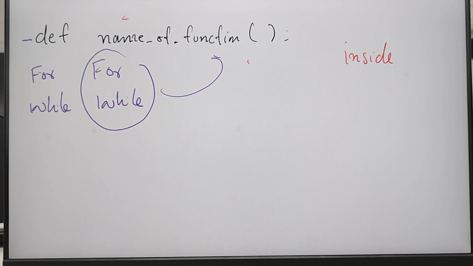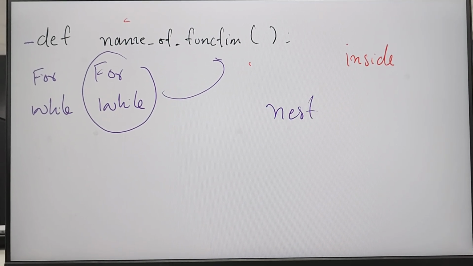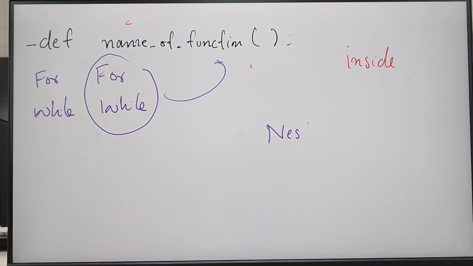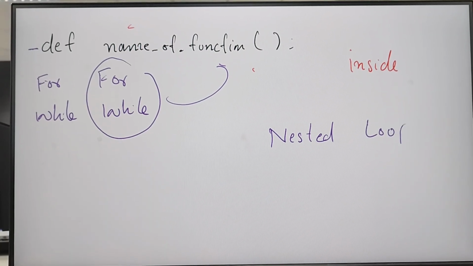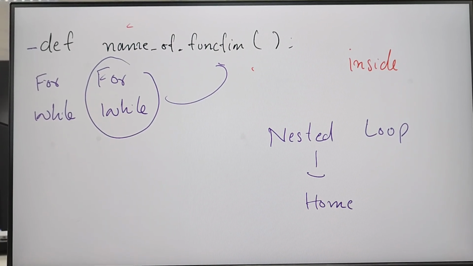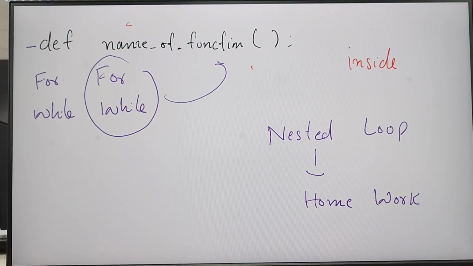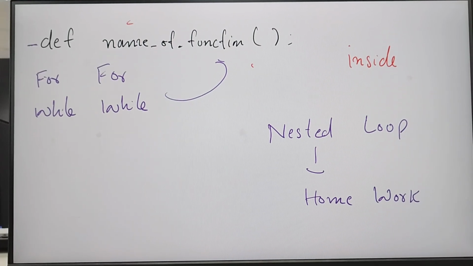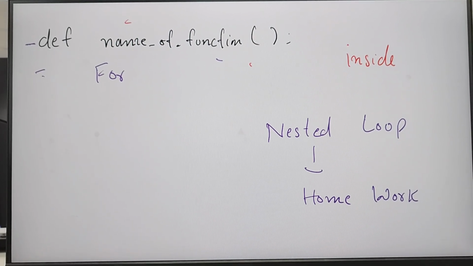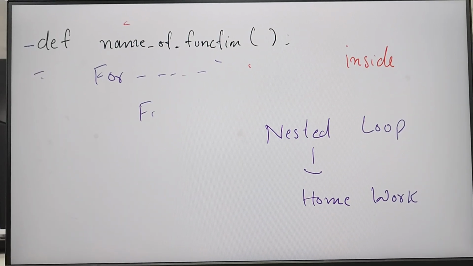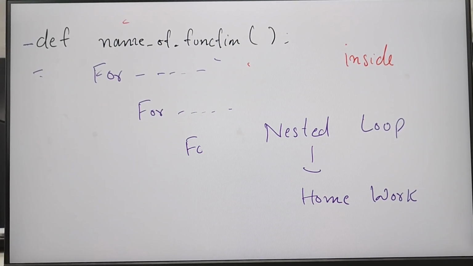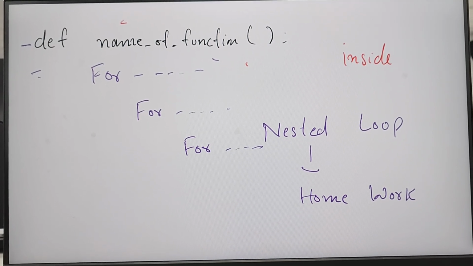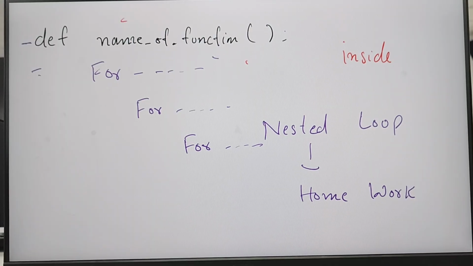And then we have another concept, nested loop. Let me write down this. Nested loop. This is your homework, okay? Study this one. Nested loop. Loop inside a loop. Okay. Like, let's say you implemented one for loop here, and then you have another loop. So a loop inside another loop. We will see some example why we use this one.